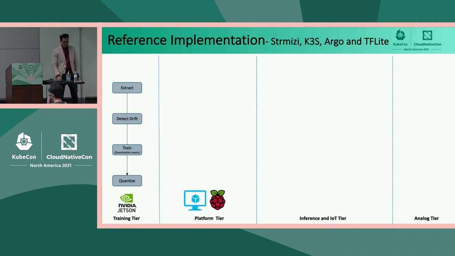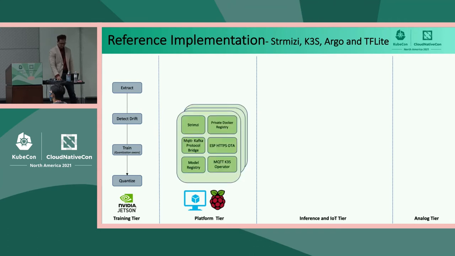The platform tier is running on a Raspberry Pi and a VM. I'm using a VM because I ran out of Raspberry Pis. It's hard to get hardware these days, with all the supply chain constraints. So the VM here is, I think, an Ubuntu VM, and its OS is very close to the Raspberry Pi, so it was a good drop-in for another Raspberry Pi. The platform tier runs the services for the message broker, the protocol bridge, the firmware over-the-air, FOTA services for the MCUs, and a private Docker registry.